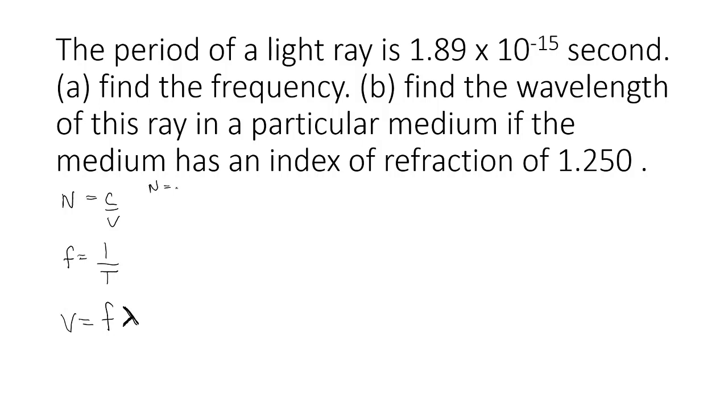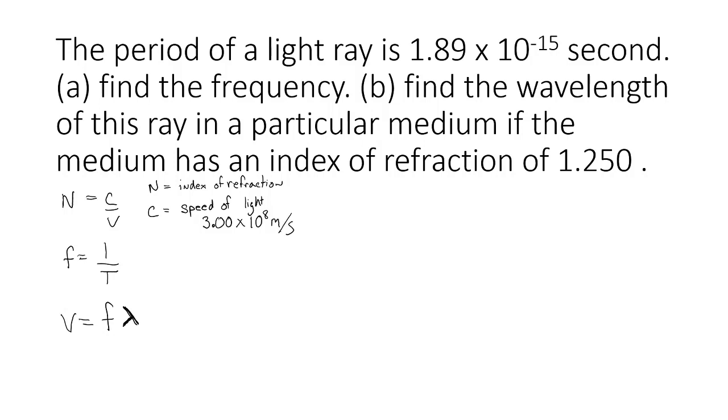N stands for index of refraction. C stands for the speed of light in a vacuum, which is pretty set. It's a constant rate. It's always going to be the same speed in a vacuum, and it's pretty close to the speed of light in air. It's 3.00 times 10 to the 8th meters per second.